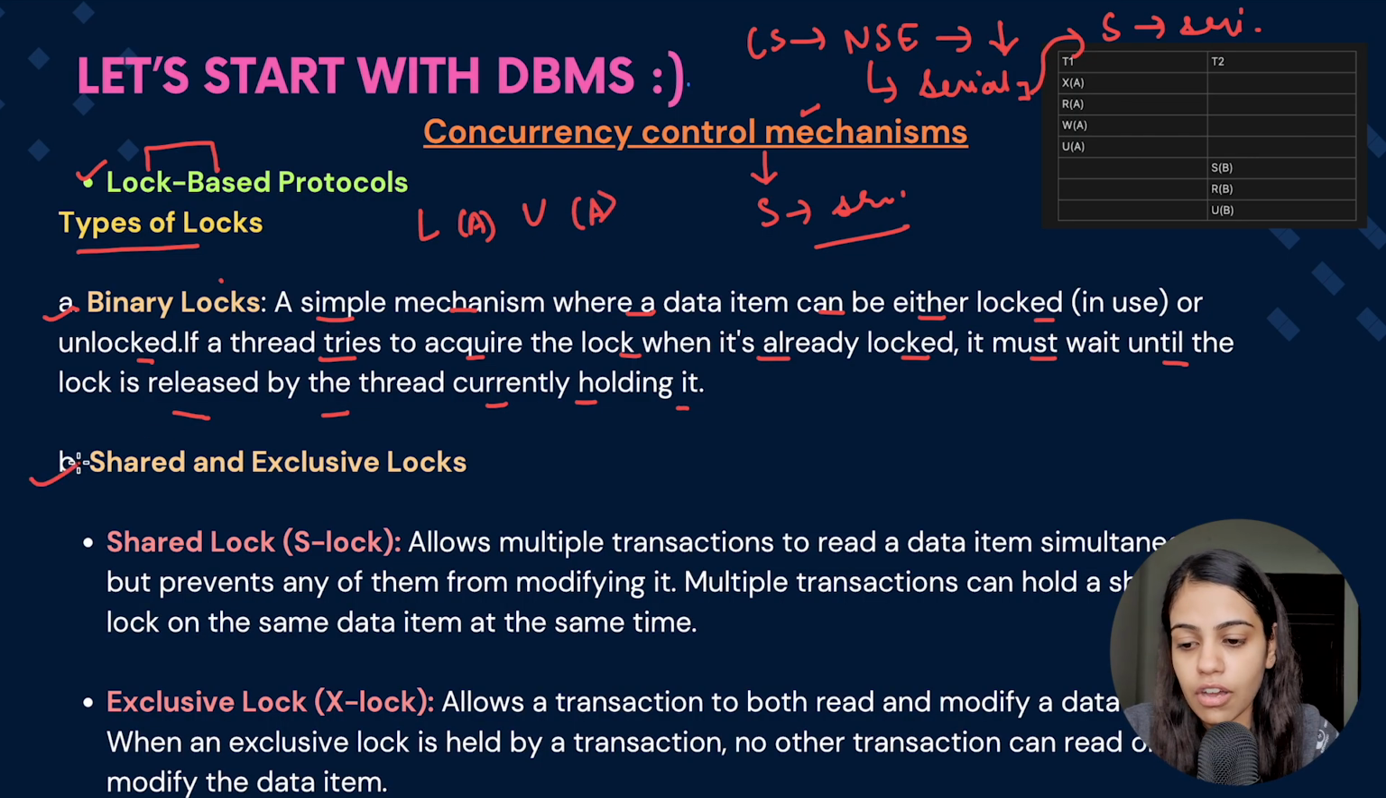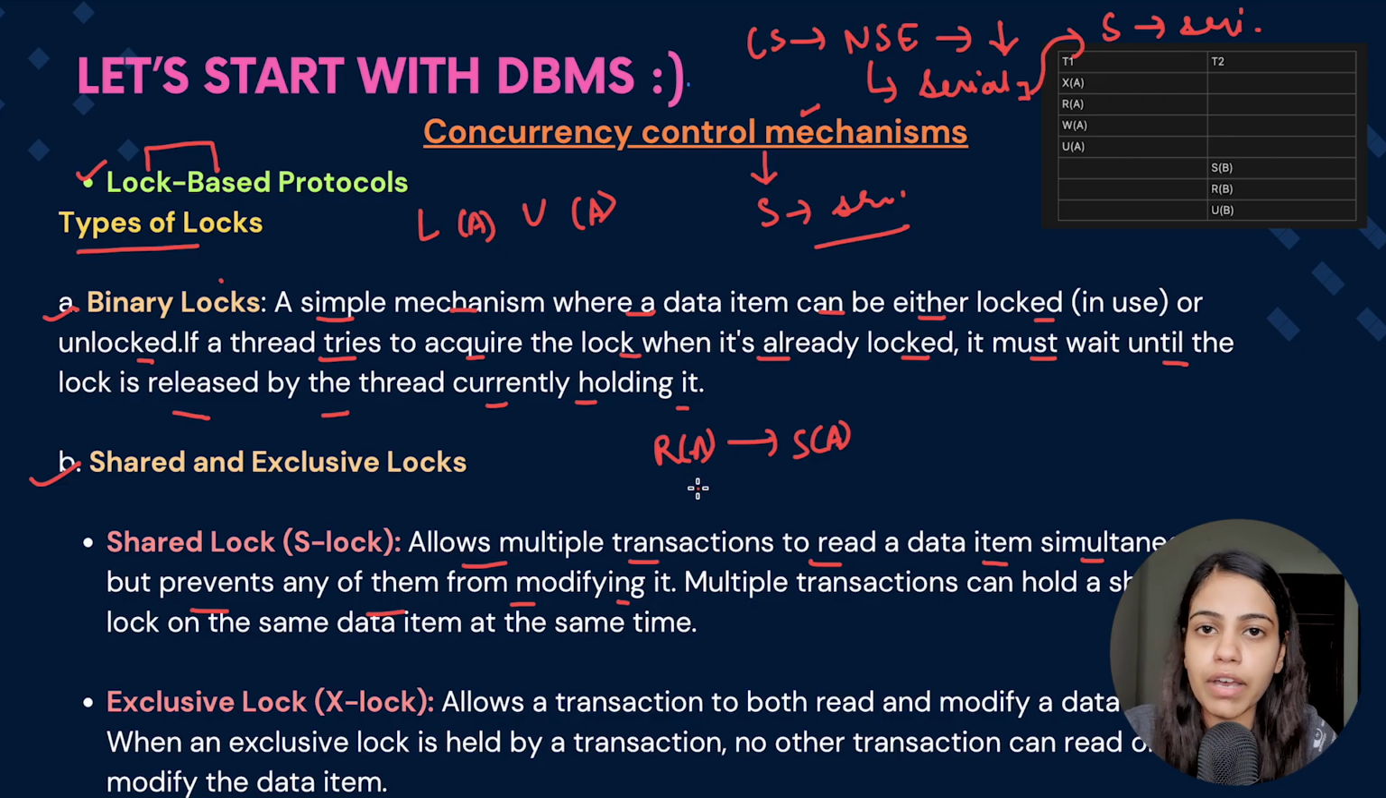Now coming to the next lock, that is shared and exclusive lock. A shared lock allows multiple transactions to read a data item simultaneously but prevents any of them from modifying it. Whenever we want to perform a read operation on any data item, we can use a shared lock, but we can't do any modification. Multiple transactions can hold a shared lock on the same data item at the same time. Since it is used for the read operation, and whenever reads happen in different transactions there are no conflicts, multiple transactions can hold a shared lock on the same data item.